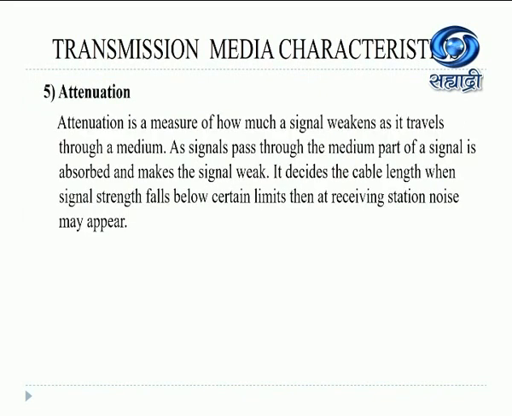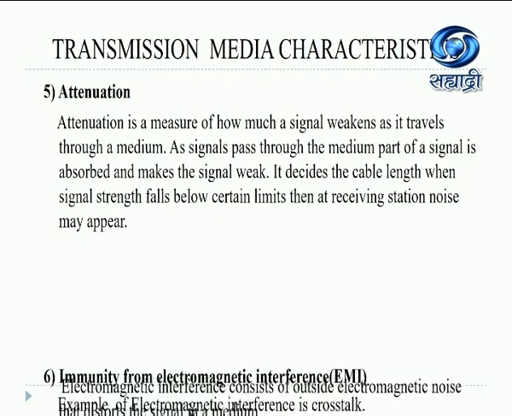The fifth important characteristic of a transmission media is attenuation. Attenuation is a measure of how much a signal weakens as it travels through a medium. As signals pass through the medium, part of the signal is absorbed and makes the signal weak. It decides the cable length when the signal strength falls below a certain limit. Then at the receiving station, noise may appear.